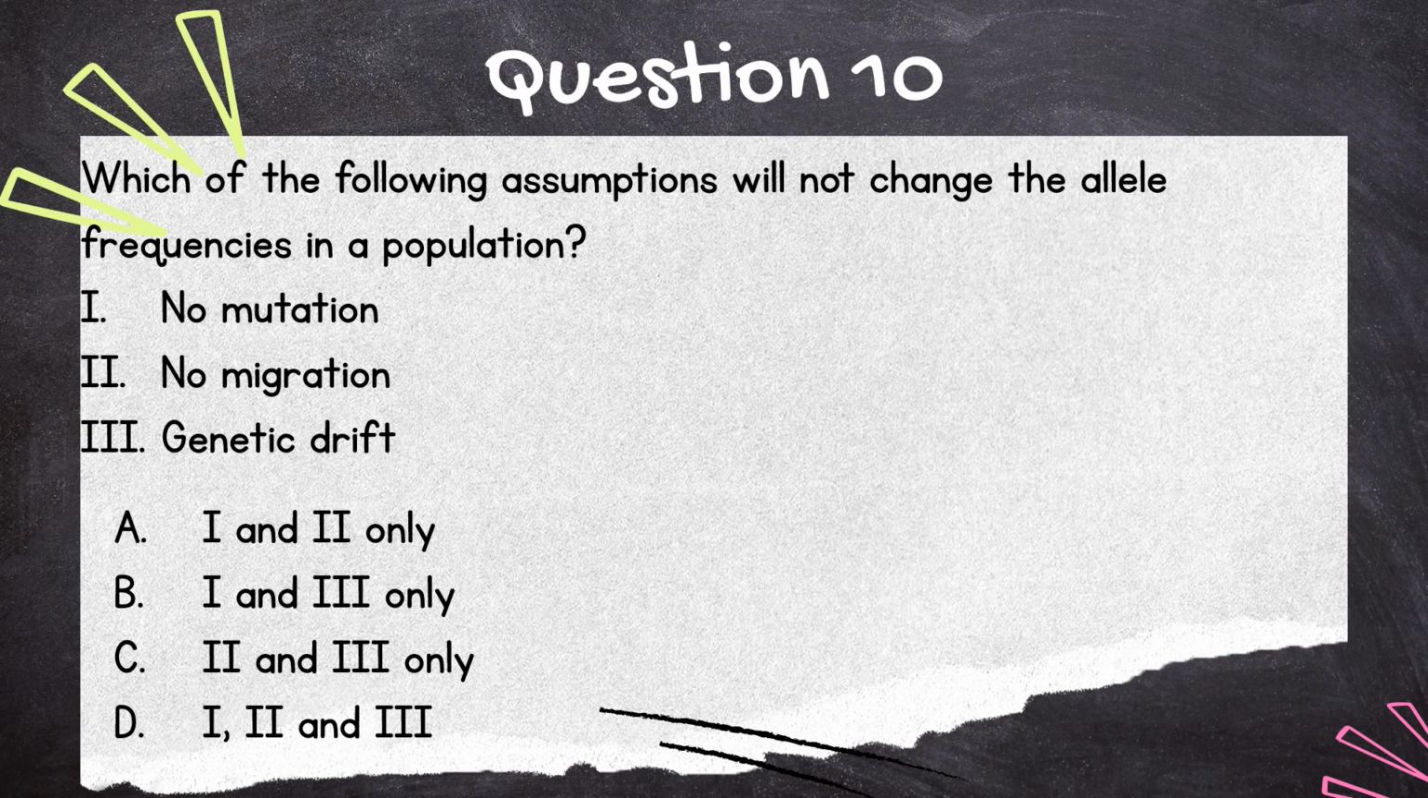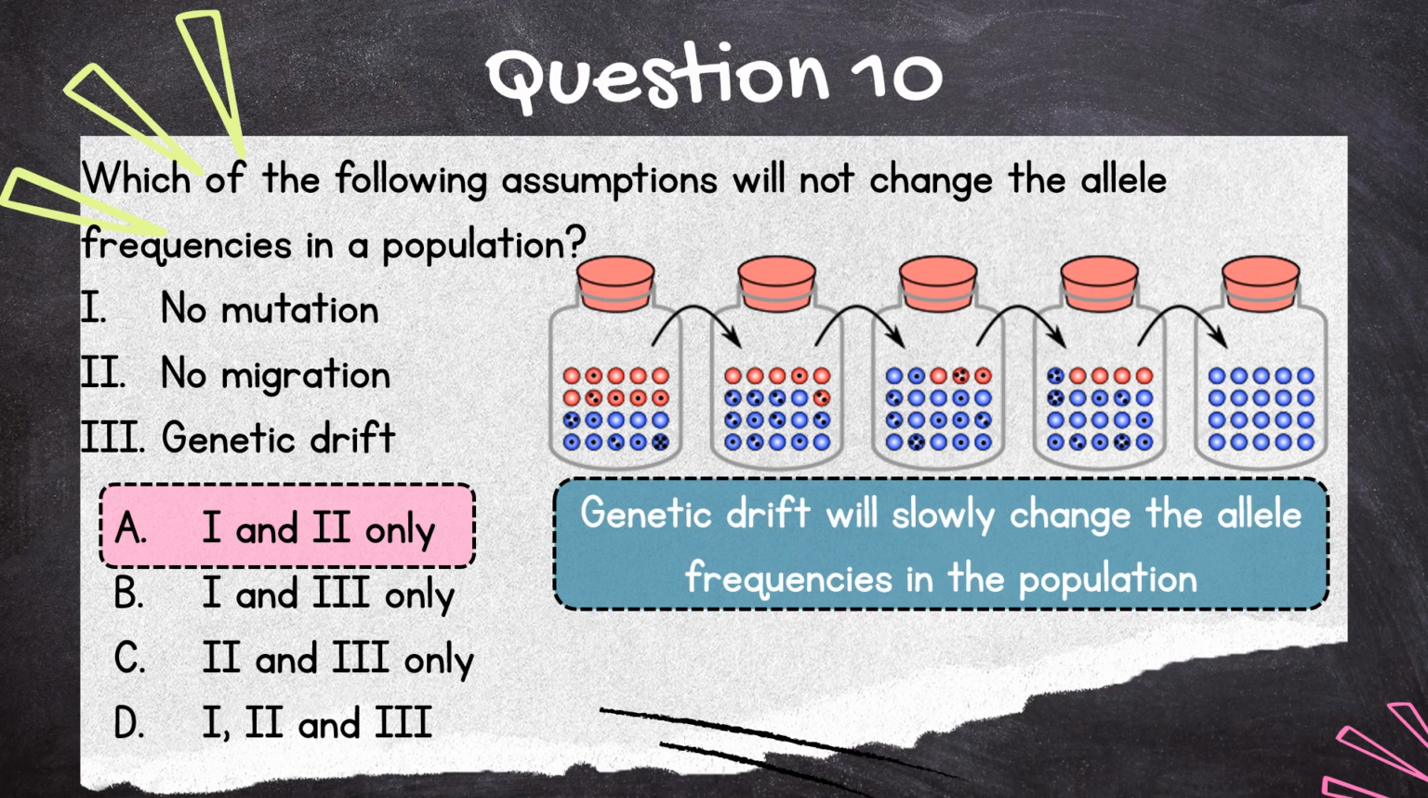Question 10. Which of the following assumptions will not change the allele frequencies in a population? The answer is A, 1 and 2 only. Why? Because genetic drift will slowly change the allele frequencies in the population.